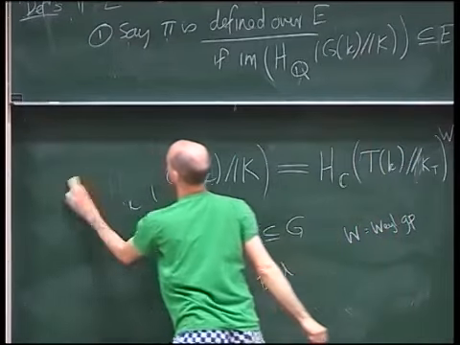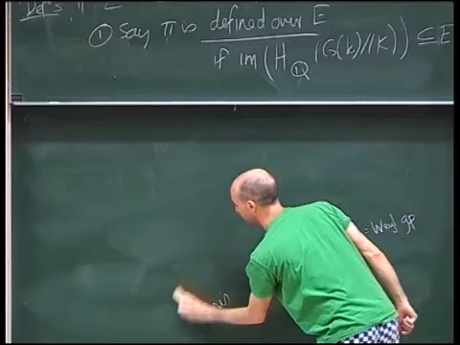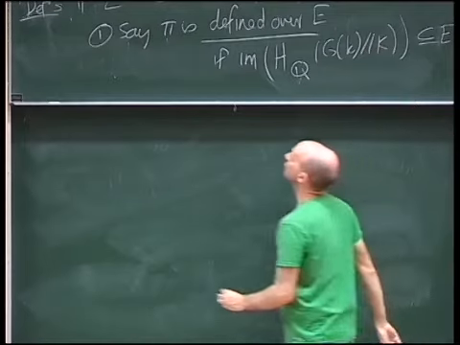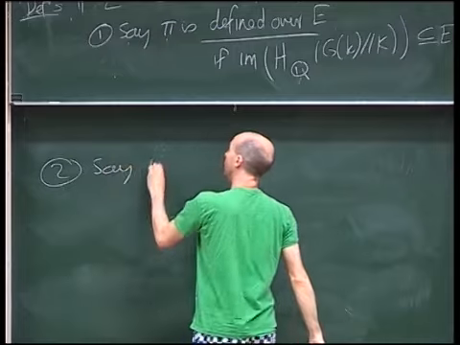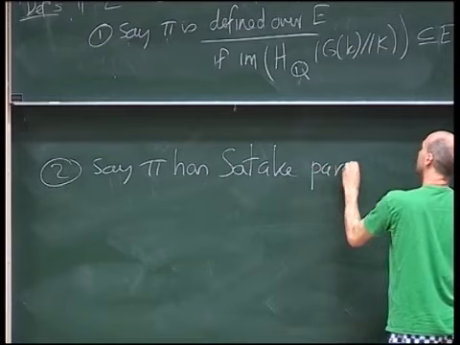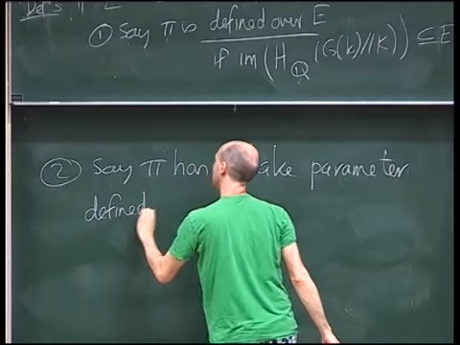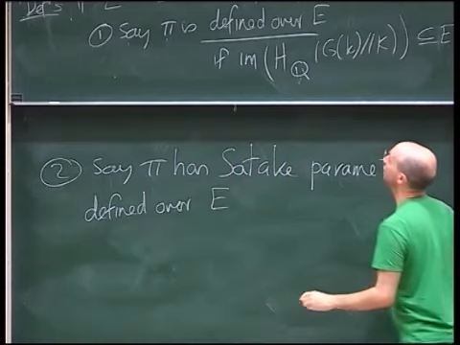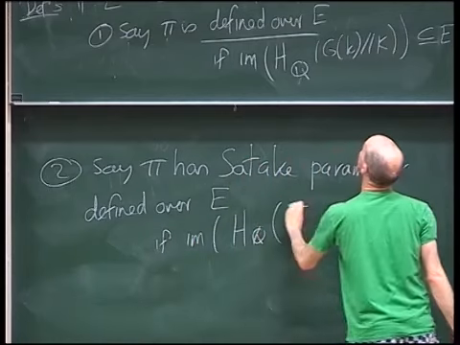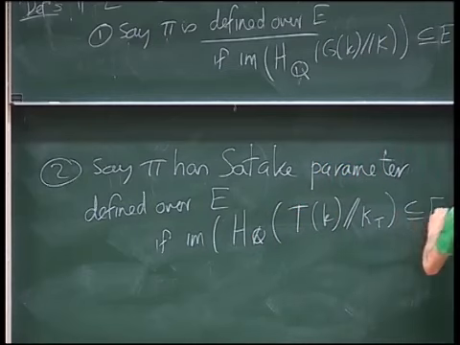But we've got this other Q structure as well. We've got two very natural Q structures on these finitely generated C algebras. One coming from the group G and one coming from the torus. So let's say pi has Satake parameter defined over E, again a subfield of C, if the image of H_Q of T(K) over K_T lives in E.